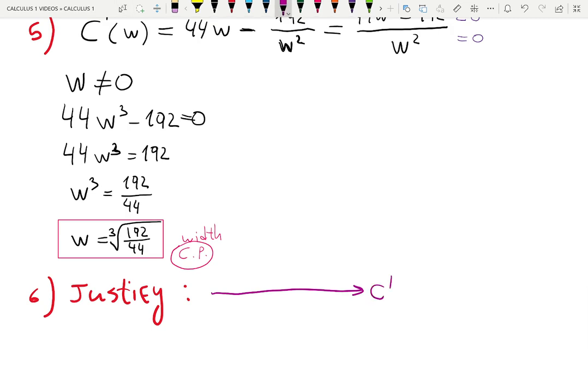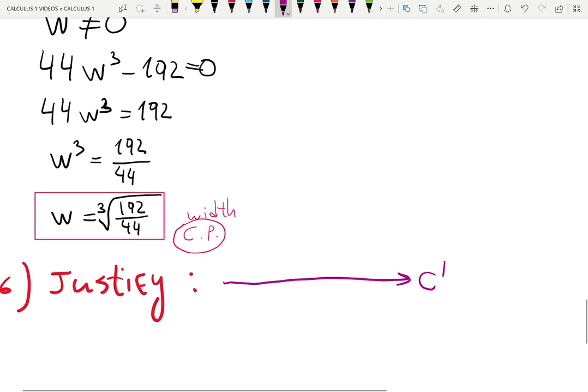So I will do the sign line for the derivative of the function. I will put a critical point here, which is a cube root of 192 over 44, which apparently can be simplified to, did you try to simplify it? It is a cube root of 48 over 11, divided by 4. Okay, makes sense.